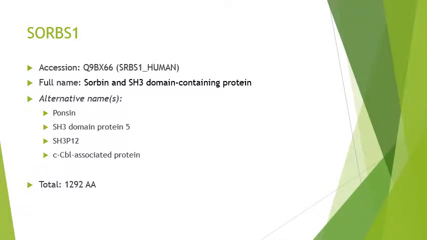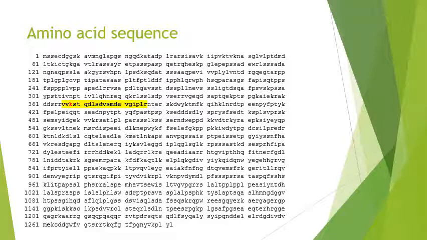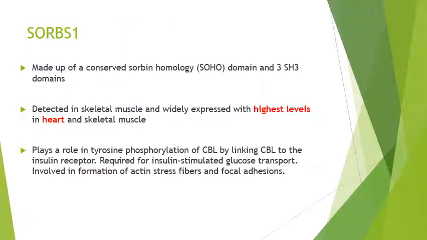1292 amino acids long. Now to show the full amino acid sequence here, we can see that the peptide extracted lies well within the 361 region, where more specifically the 368 lysine residue was acetylated in this peptide sequence in the SORBS1 protein. So what exactly is a SORBS1 protein? It is made up of a conserved sorbin homology domain and three SH3 domains. They are detected in skeletal muscle and widely expressed, with the highest levels in the heart and skeletal muscles.